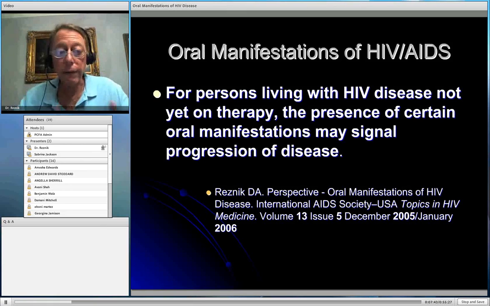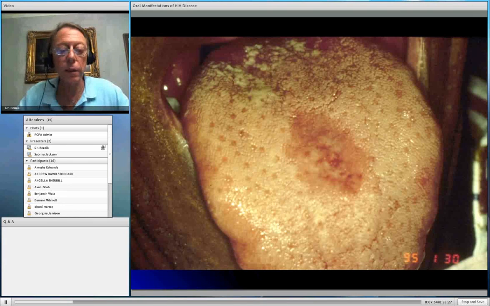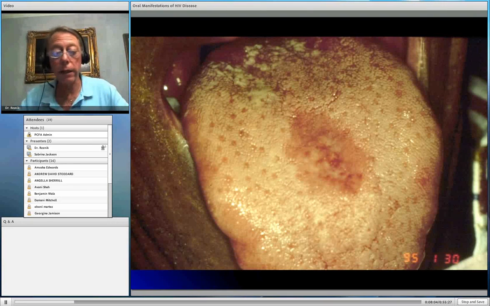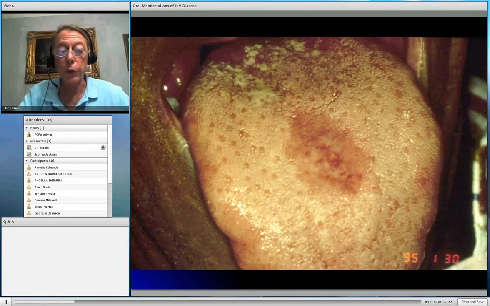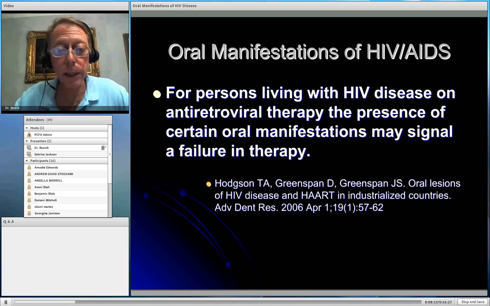So if you have someone who's tested positive, they have a relatively high CD4 count, and you see them on a regular basis, certain oral manifestations might signal disease progression. For instance, this is a slide of erythematous candidiasis. If you rule out other causes and you're on the dental side, then you need to refer them to primary care. If you're on the primary care side, you need to be able to identify what this lesion is, know what labs you need to get, and of course go ahead and treat.